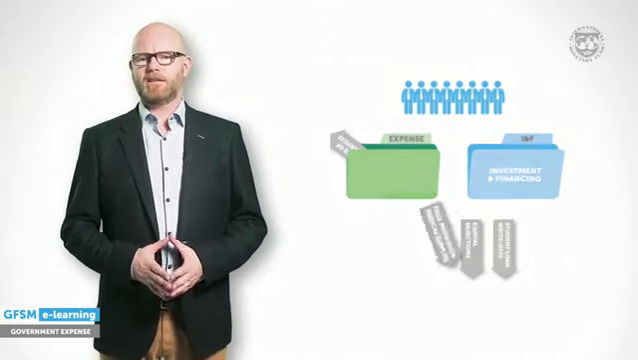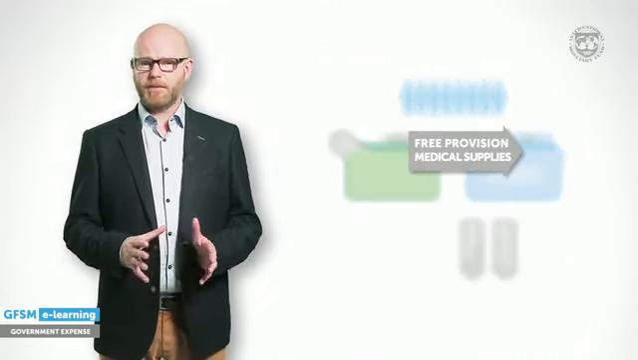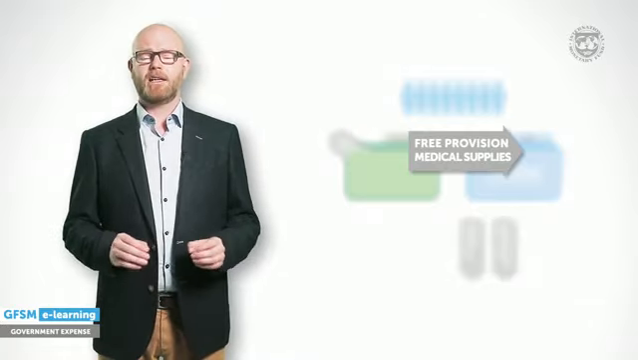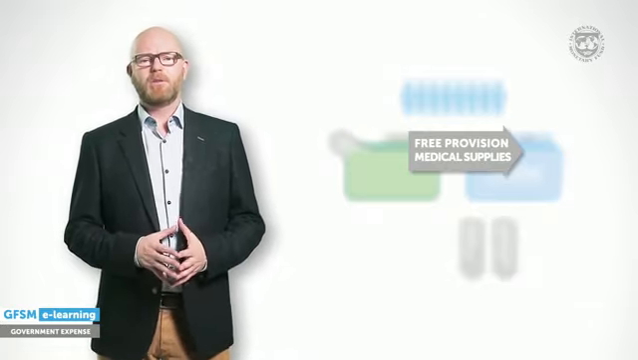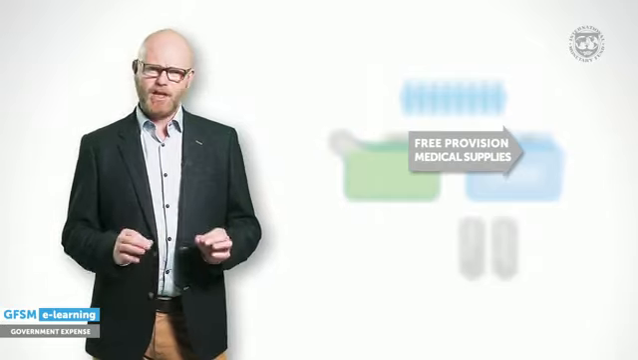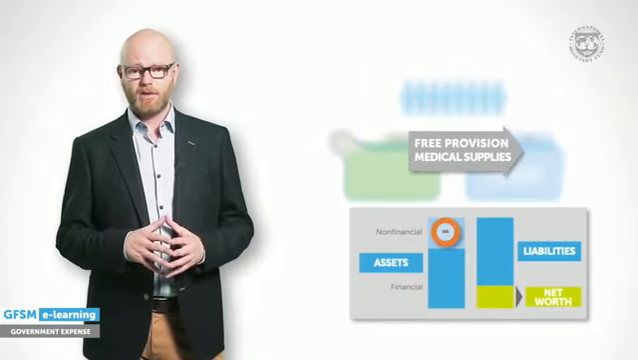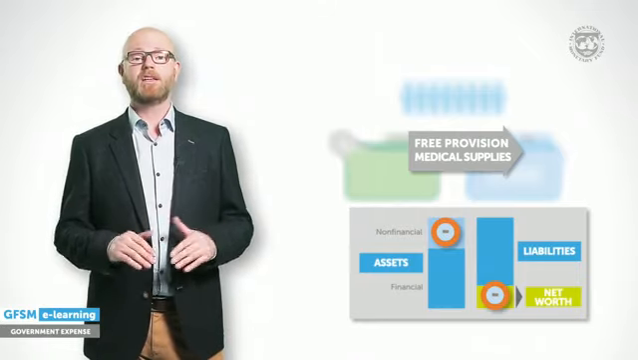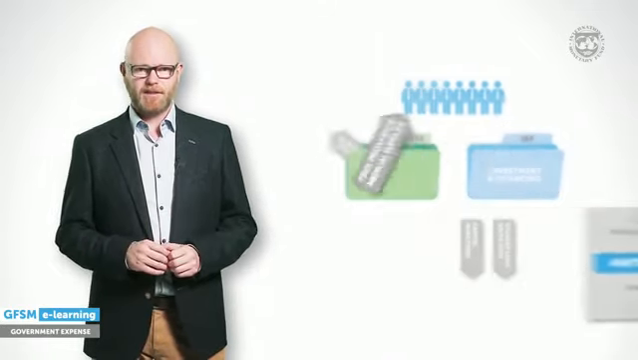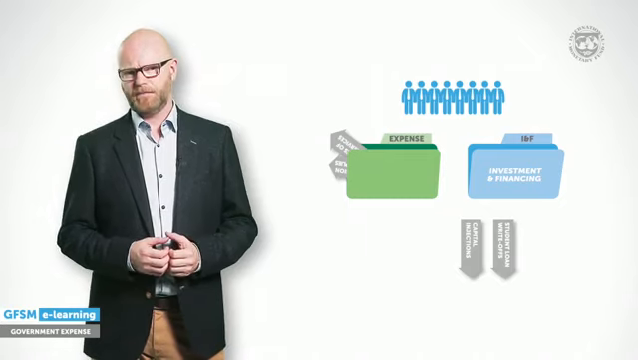The free provision of medical supplies causes some debate because some of the budget staff do not see a related cash outflow. Indeed, there was no money involved in this transaction, but the GFSM definition settles the debate because the inventory declines and this causes the assets and therefore net worth to decrease. Thus, an expense needs to be reported.